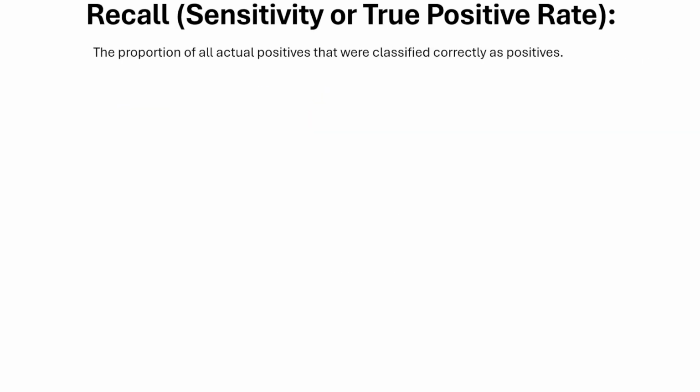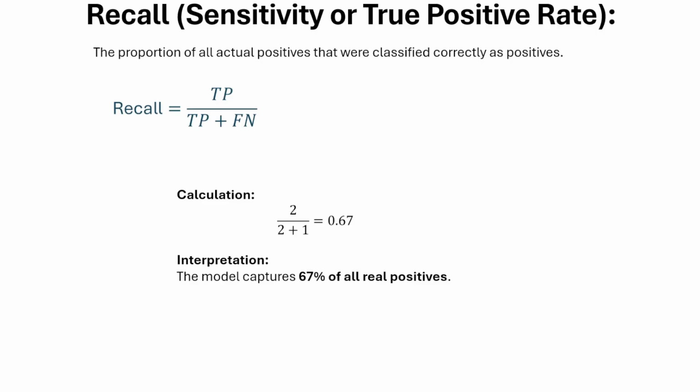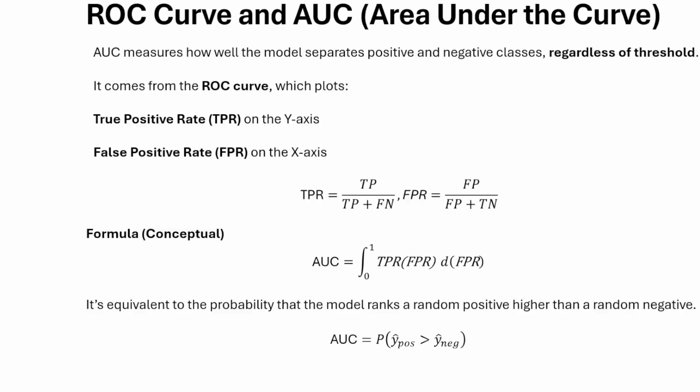Now for the recall, also called sensitivity, or we can also call it true positive rate. It's the proportion of all actual positives that were classified correctly as positives. So it's true positives divided by true positives plus false negatives. In the example it's 67%, so we can say that the model captures 67% of all the real positives.